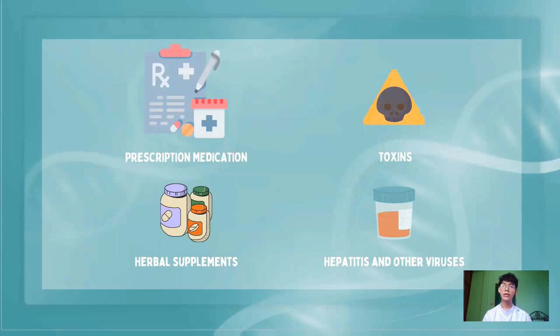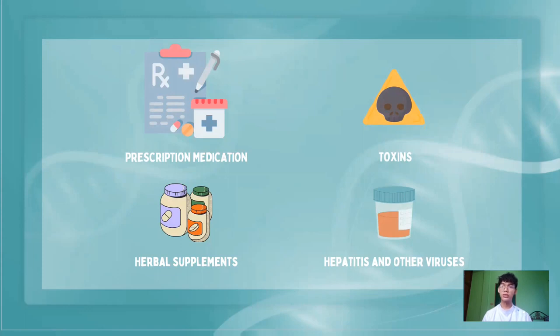Next, hepatitis and other viruses. Hepatitis A, hepatitis B, and hepatitis E can cause acute liver failure. Other viruses that can cause acute liver failure include Epstein-Barr virus, cytomegalovirus, and herpes simplex virus.